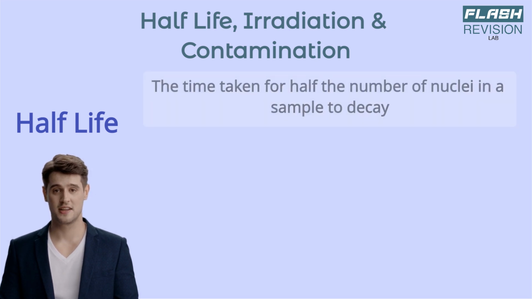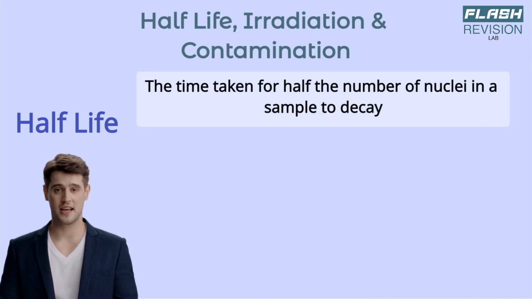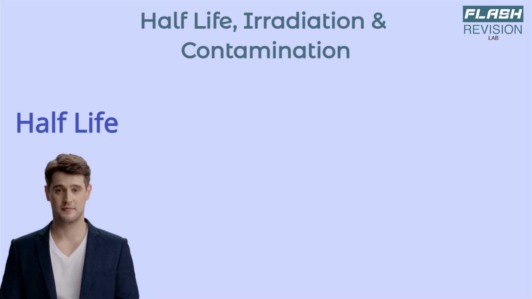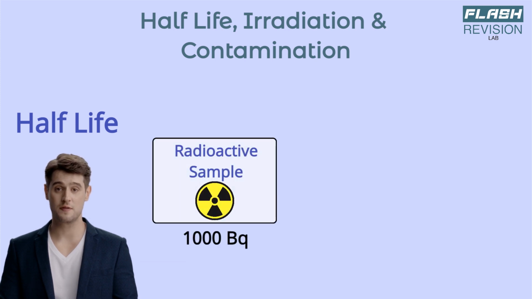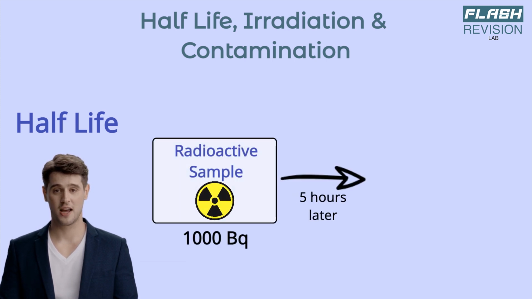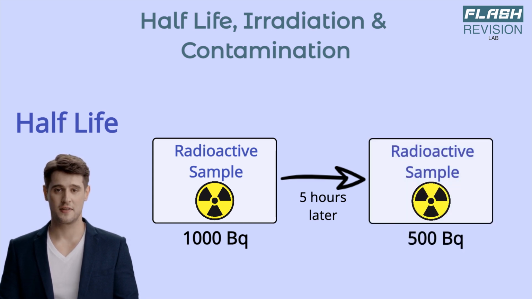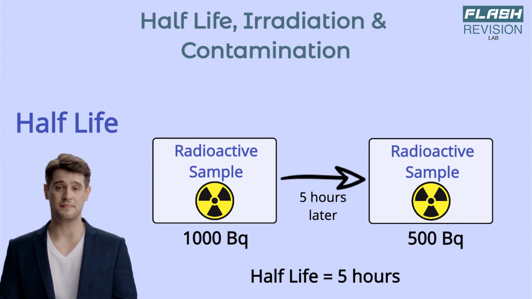Half-life is defined as the time it takes for half the number of nuclei in a sample to decay, or for the count rate to fall to half its initial level. So what does this mean? Let's look at an example. Say we have a radioactive substance with an initial count rate of 1000 becquerels. After 5 hours, the count rate drops to 500 becquerels. This means that the half-life of this particular substance is 5 hours because it took that long for the count rate to decrease by half.